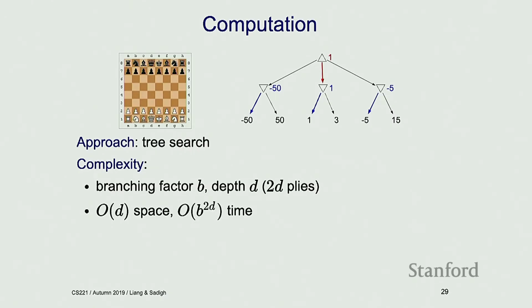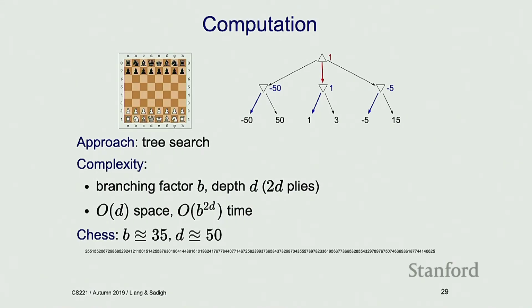In terms of time, it's exponential. That's pretty bad. For a game like chess, for example, the branching factor is around 35. Depth is around 50. So if you compute b to the 2d, it goes on the order of the number of atoms in the universe. That's not doable. We are not able to use any of these methods.